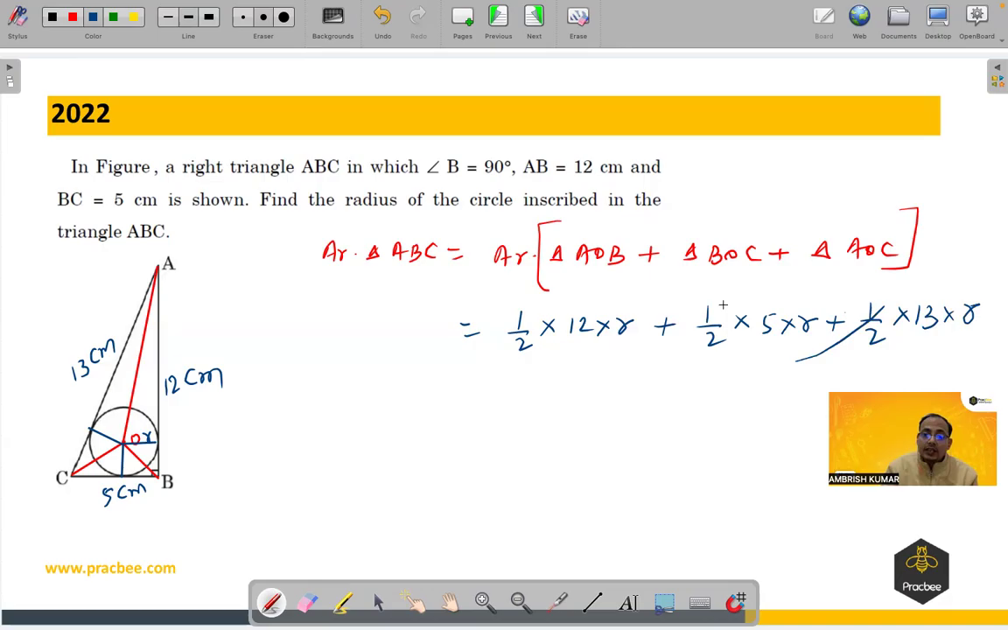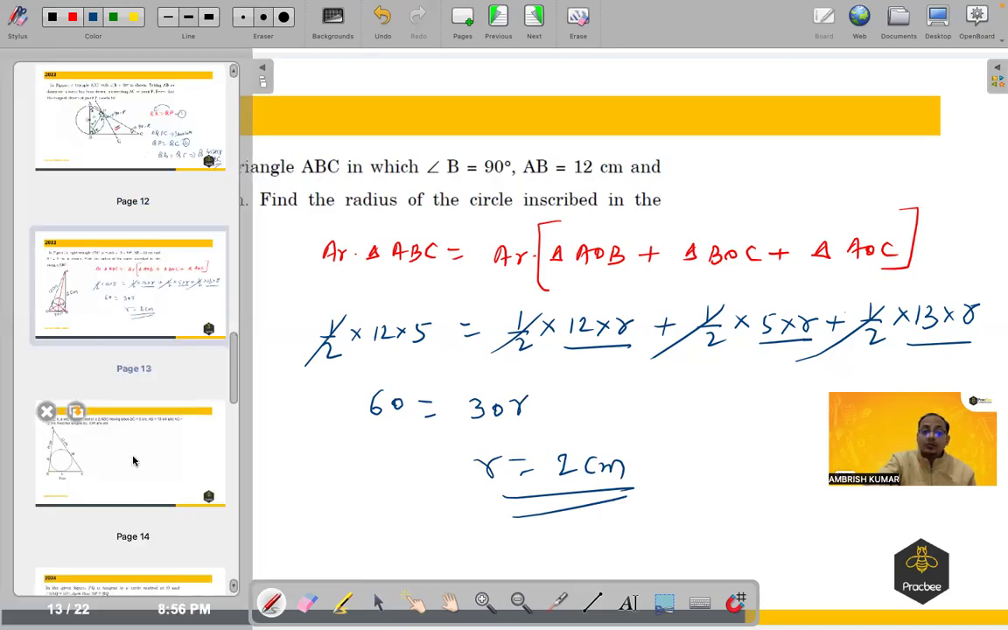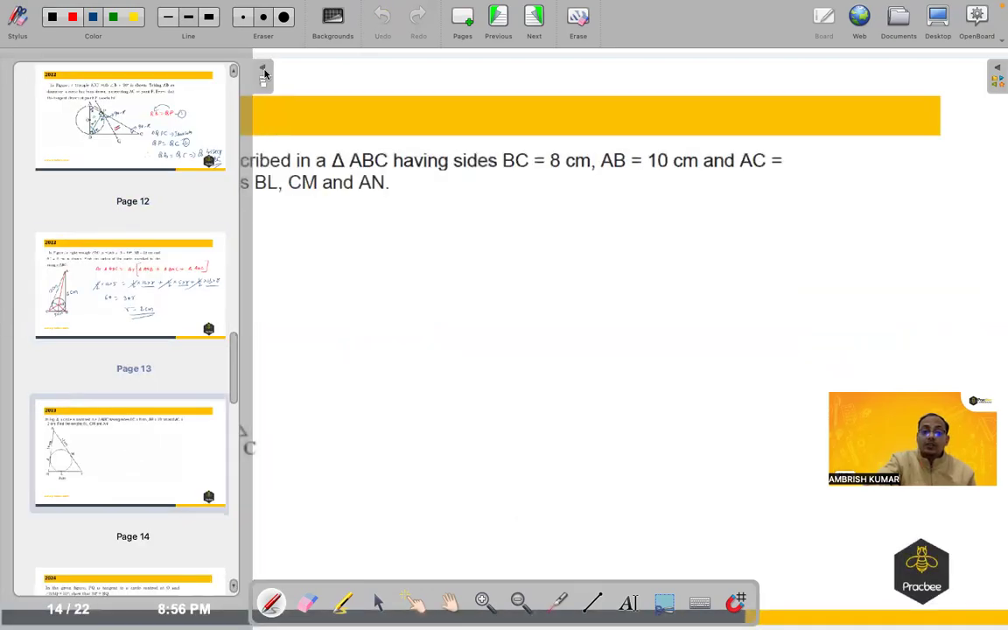You can cancel the half, and here it's going to be half into 12 into 5. 12 into 5 is 60 and it's going to be 12R plus 5R plus 13R, meaning 30R. So look, the radius is going to be 60 by 30 centimeter, right? So this question was asked in 2022.